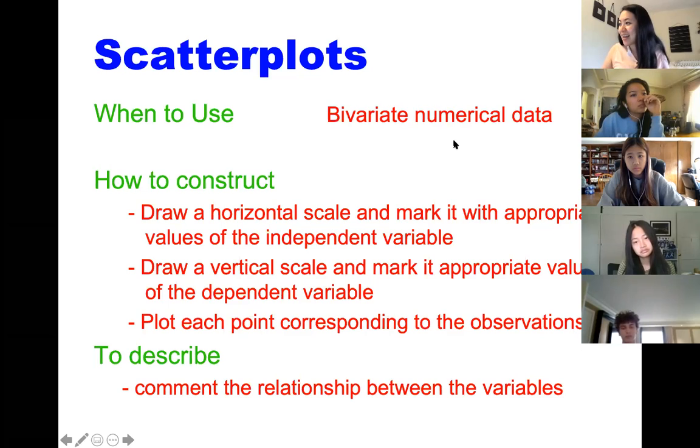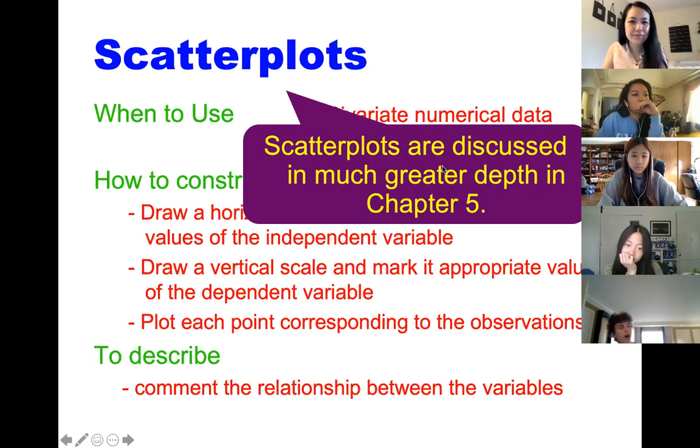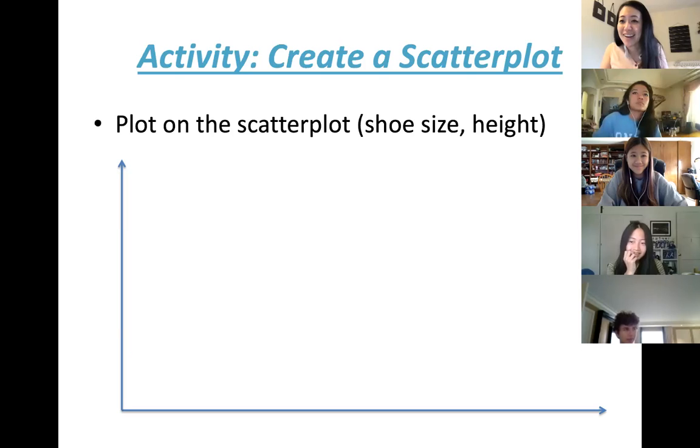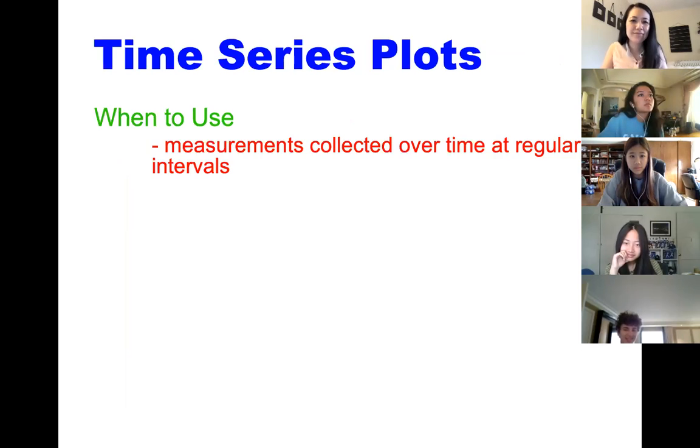We're going to learn how to describe the relationship in chapter 5 as well. I was going to do an activity where you guys would create a scatter plot, but looking at your faces, it seems like you're ready for a short lesson. So we'll just save this for chapter 5. Is that okay? Yeah, okay, we'll do that. So don't worry about scatter plots, they're not gonna show up on this quiz. This next one, however, might.